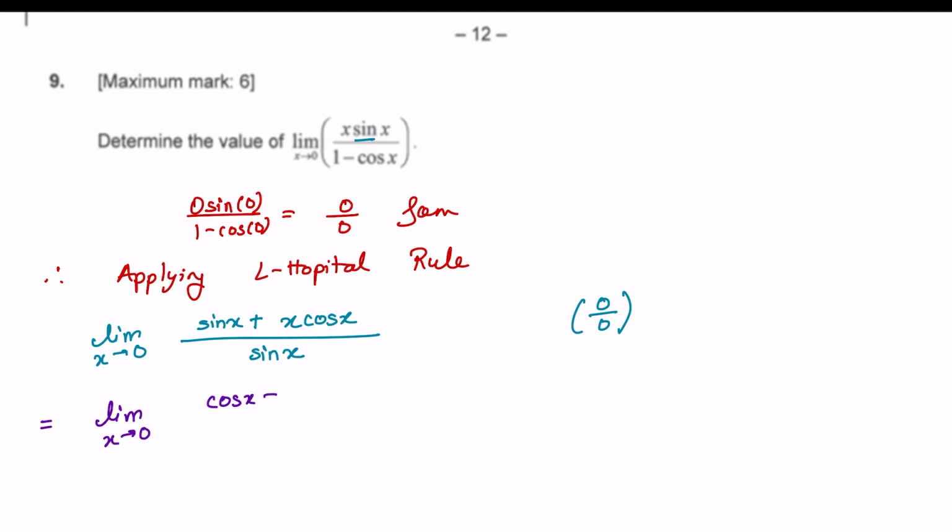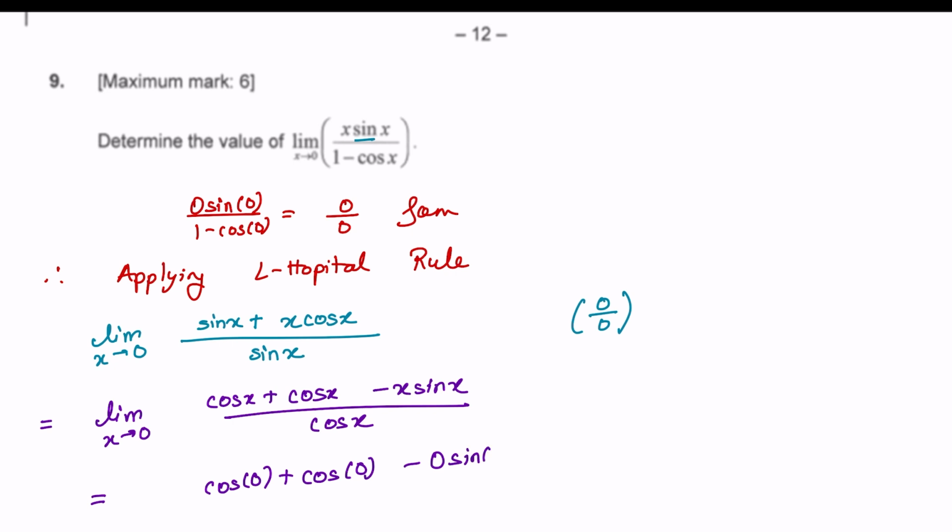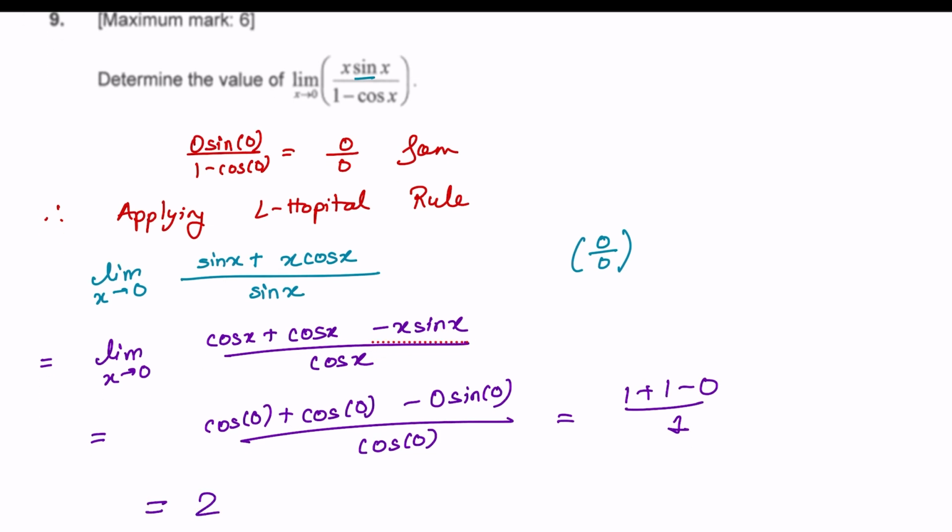Differentiation of sin x is cos x, then differentiation of x cos x, where cos x remains constant, gives negative x sin x, and differentiation of sin x is cos x. Now when I place x equals 0, it is cos 0 minus 0 sin 0 by cos 0, which is 1 plus 1 minus 0 by 1. And finally, the limit becomes equal to 2, which is the answer to part 9.